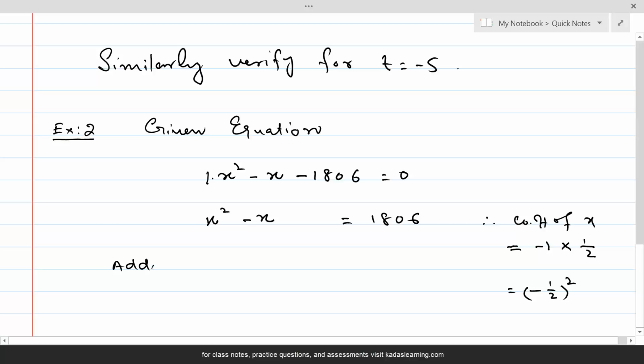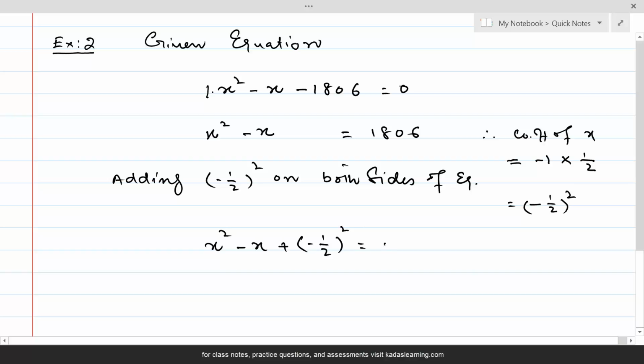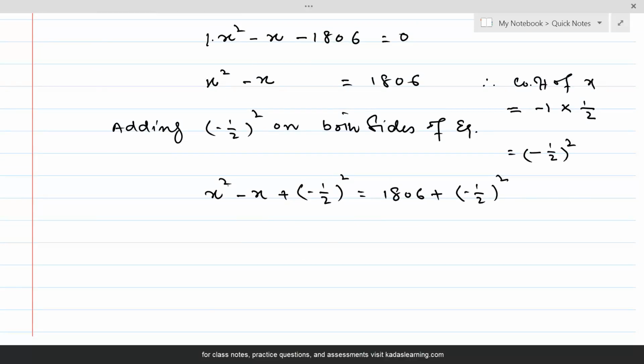Adding minus 1 by 2 square on both sides of the equation. This will give us x squared minus x plus minus 1 by 2 square equal to 1806 plus minus 1 by 2 squared. The same thing we have to add on both sides of the equation.